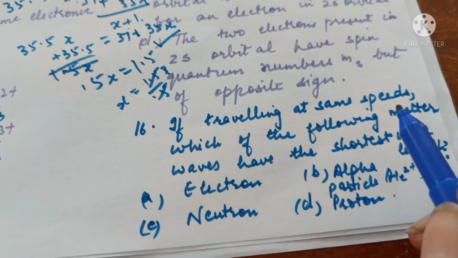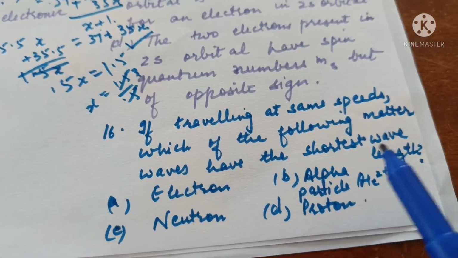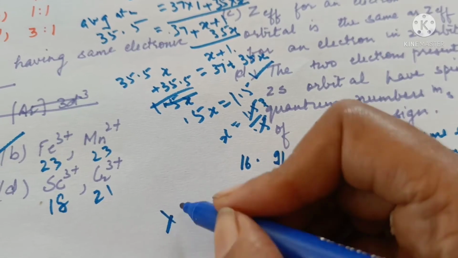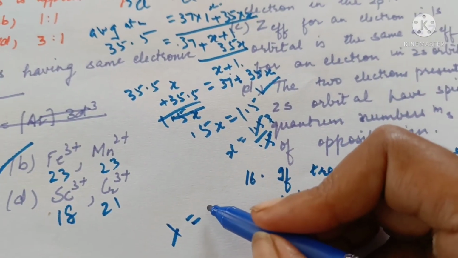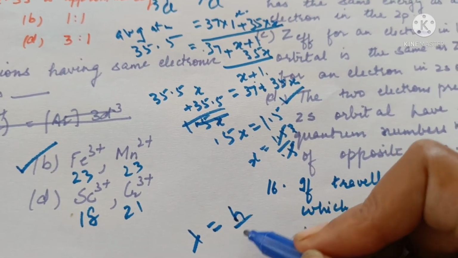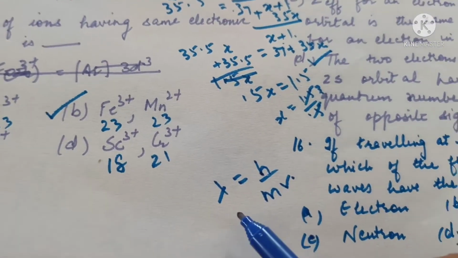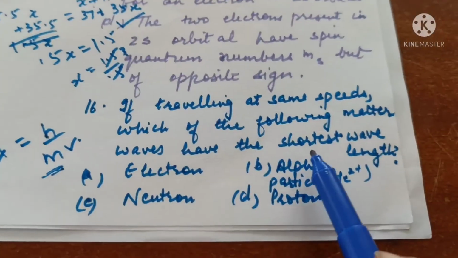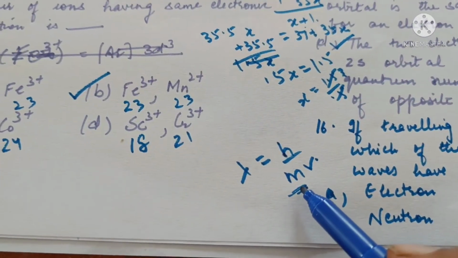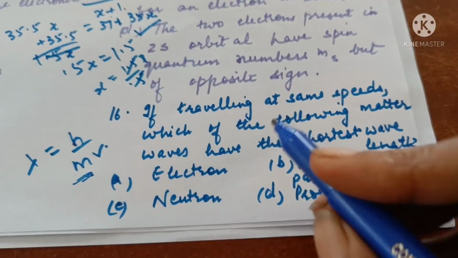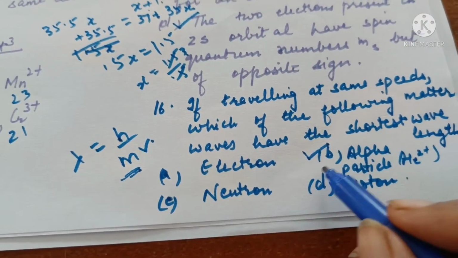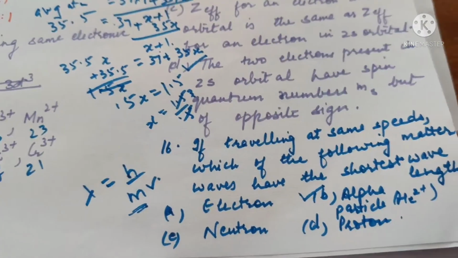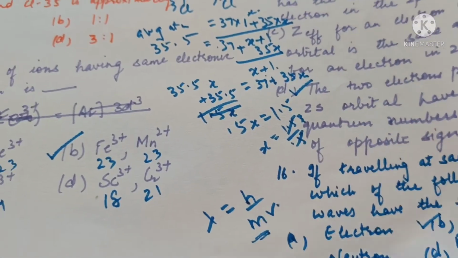Traveling at the same speeds, which of the following matter waves have the shortest wavelength? So we have wavelength equal to h by mv. The higher the mass, the less will be the wavelength. So the shortest wavelength will be for the particle having the highest mass. Out of the 4, alpha particle has the highest mass, 4. So alpha particles will have the shortest wavelength. Option B is the correct answer.